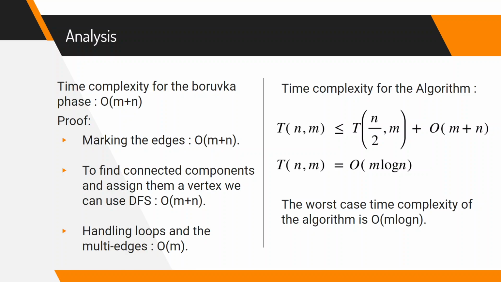And third of all, handling loops and multiple edges will take O of m. After doing the second phase, the third phase will be very easy, and hence it will take just O of m. Time complexity for the algorithm will be T of n comma m, which will be less than T of n by 2 comma m, as n by 2 vertices will be remaining, plus O of m plus n from the three phases. This leads to T of n comma m equals O of m log n.